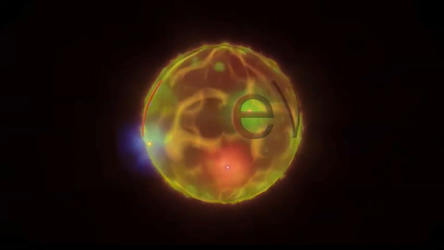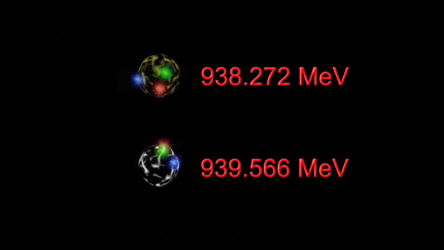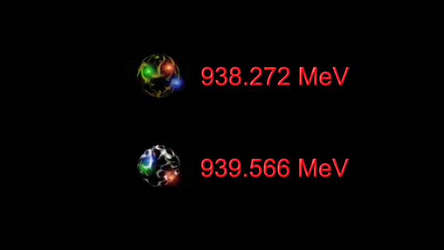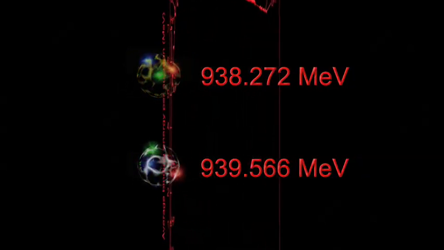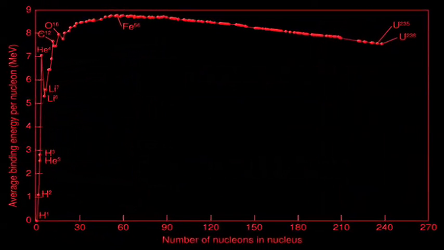The rest mass of the proton is 938.272 MeV. The rest mass of the neutron is 939.566 MeV. Let's take another look at the chart of binding energy of atomic nuclei. And now let's talk about fusion.